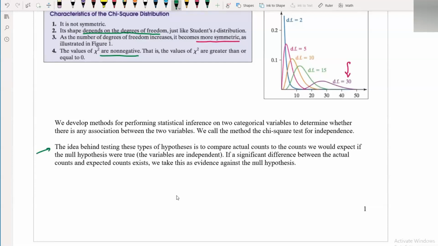The idea behind testing these types of hypotheses is to compare the actual counts with the counts that we would expect. The actual counts are the observed values, which we had before, and the counts we would expect are the expected values. We're going to use O for observed and E for expected.